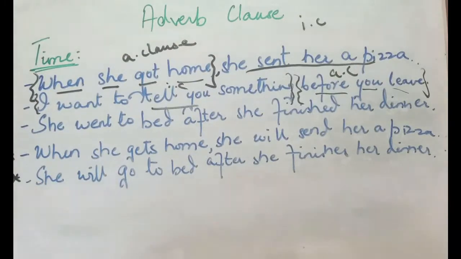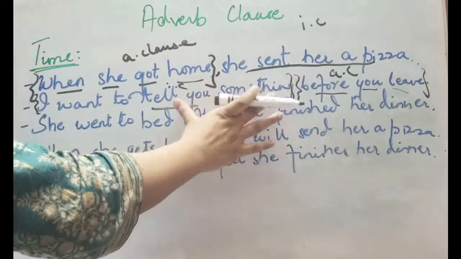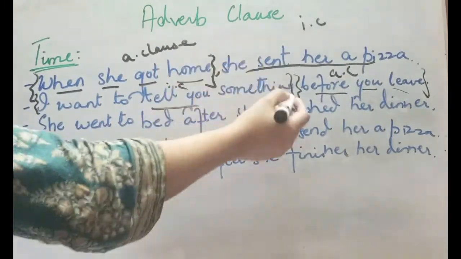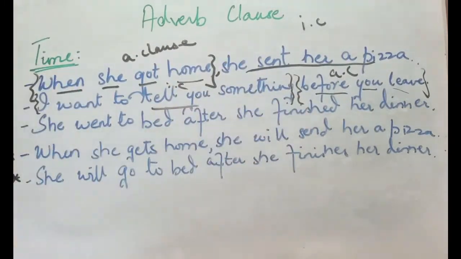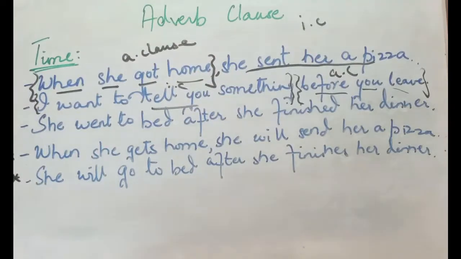But what happens is, when your subordinating conjunction lies after the independent clause, you won't have a comma placed over here, as you can see. So this is what I wanted to clear up in these two sentences. Let's move on to the next one.